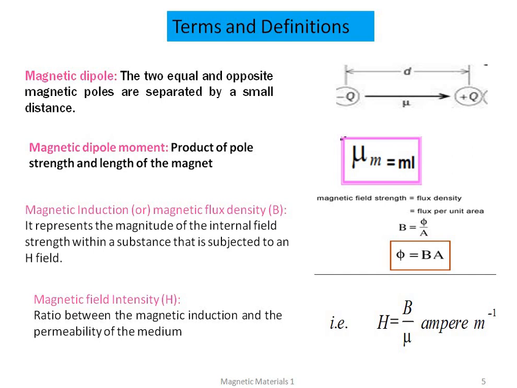Magnetic dipole. What is a magnetic dipole? What are the magnetic dipoles in a magnet? North pole and south pole. So there are two equal and opposite magnetic poles which are separated by a small distance. The magnetic dipole moment is represented by mu, which is equal to the product of pole strength and length of the magnet. And then the third one is magnetic induction, which is represented by B.